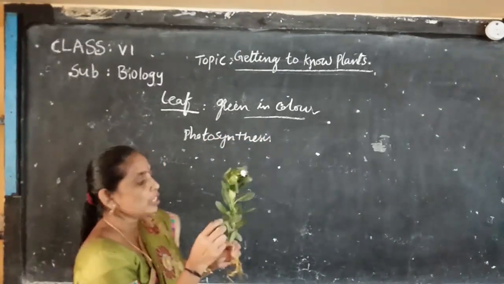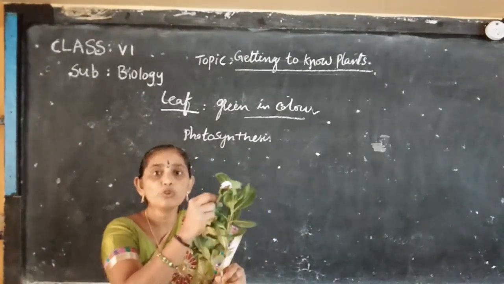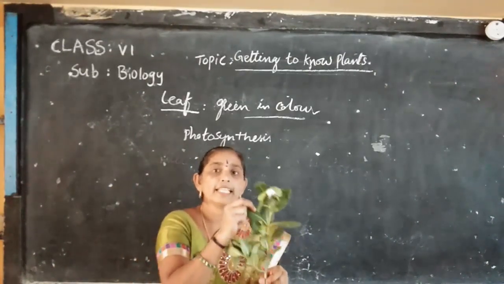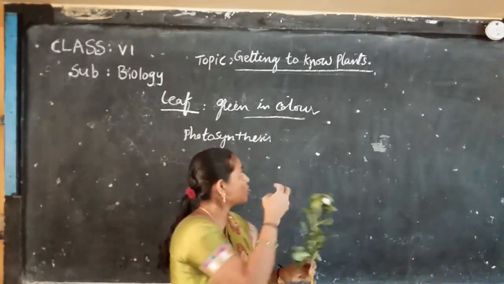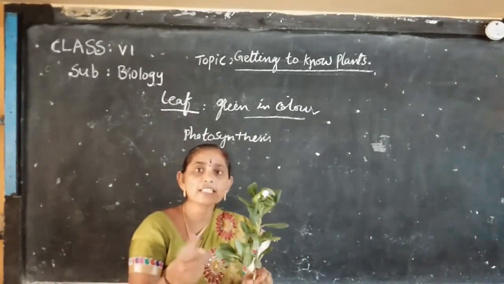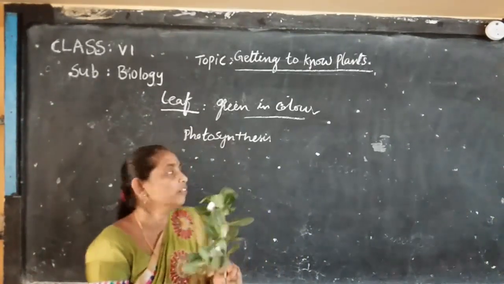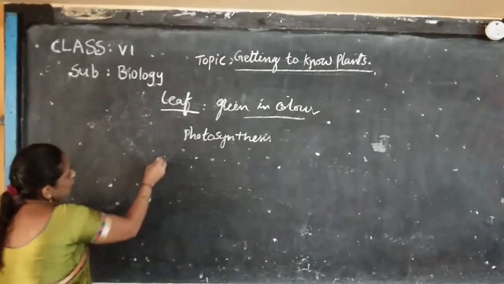Then leaves are called the food factory of the plant. They prepare food by the process of photosynthesis. The food is carbohydrates or starch. Okay, now we will discuss the leaf.